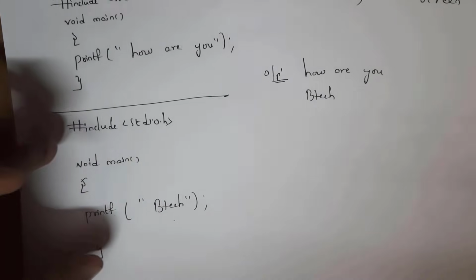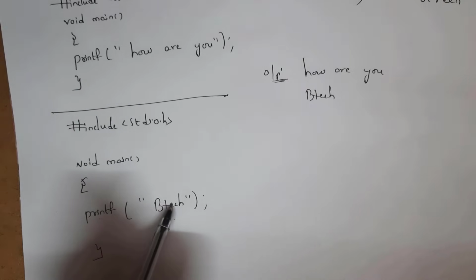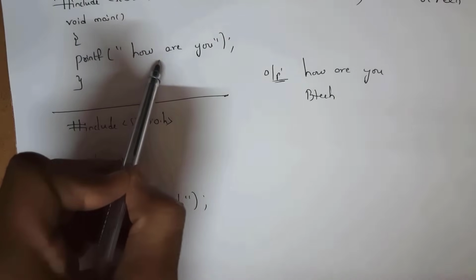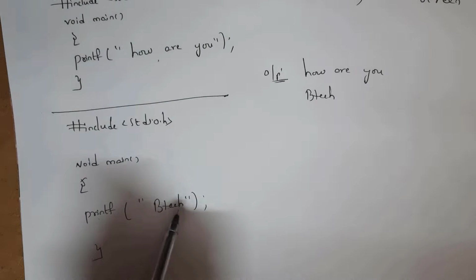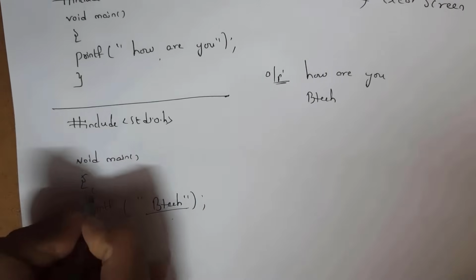Whenever you run this program, you will get both the present program output as well as the previous program output. But I don't want the previous program output. I want only the present program output. That is, I want to print only btech. For that purpose, you need to use the clrscr function. So here you just need to write clrscr.